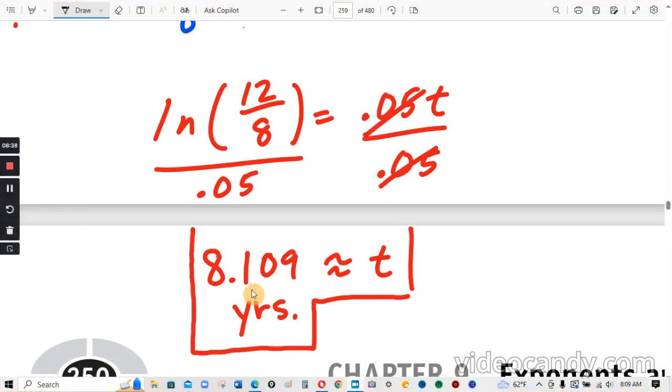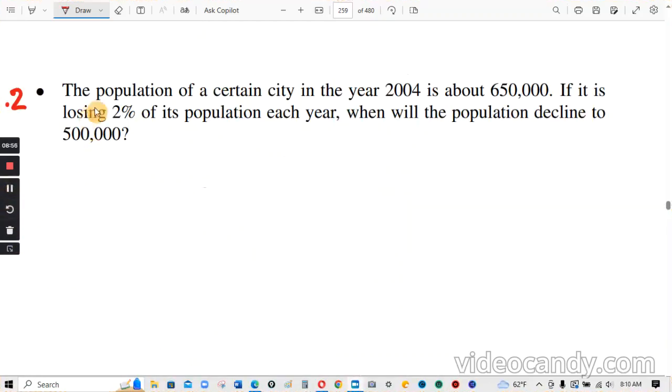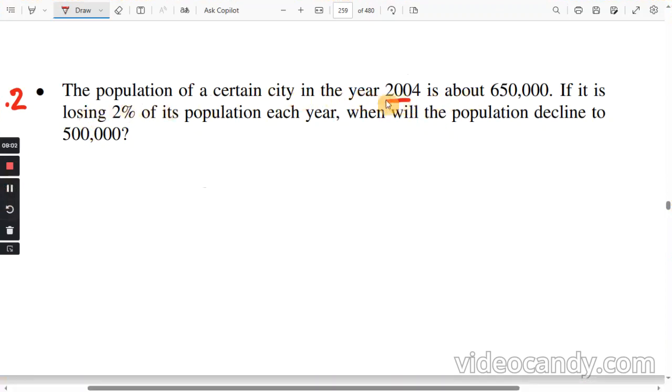All right, so if you wanted to convert this to months, you would just take the 0.109 and multiply it by 12, or convert it to days, 0.109 times 365. Okay, but it's a little over 8 years. All right, example 2, the population of a certain city in the year 2004 is about 650,000. If it is losing 2% each year, when will the population decline to 500,000?